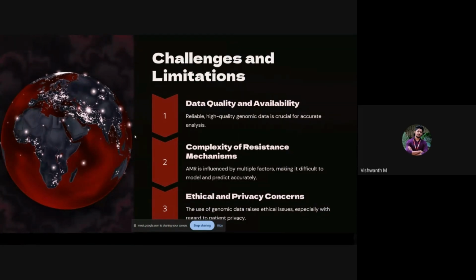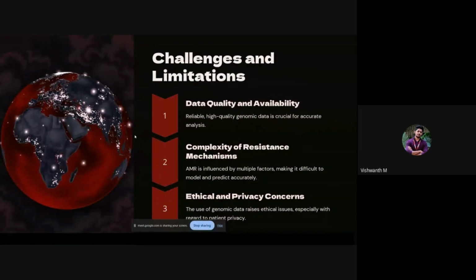So the first one is data quality and availability. Reliable, high quality genomic data is very crucial for accurate analysis. However, in many regions, especially low and middle income countries, access to sequencing technology and data sharing platforms is very limited. Okay, so the next one is the complexity of the resistance mechanisms.